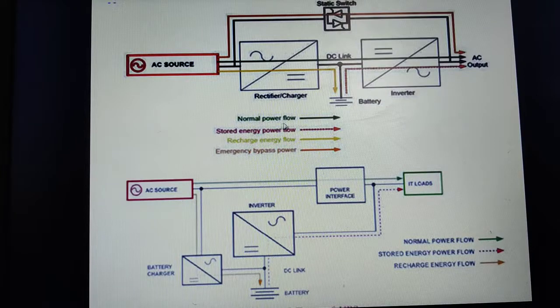You can see the normal power flow. Now this is the charger. That means this is the rectifier or the charger that is converting the alternating current to direct current. So here also we have the battery charger that converts the alternating current to direct current. So whether the power supply is there or not, the power supply from the electrical socket, when it passes, will get converted from alternating current to direct current, and it will be stored in the battery.